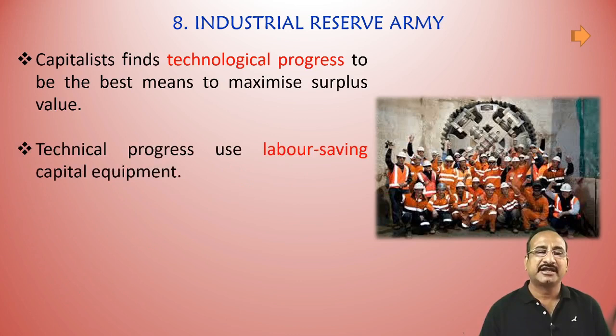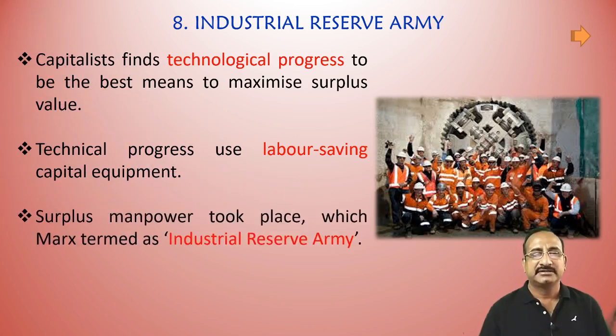We know that technological progress uses labor saving capital equipment. That's why as technical progress happens, more number of laborers will be relieved from the work, retrenched from the work, and surplus manpower arises, which Marx termed the industrial reserve army. So due to technological advancement, people will lose their jobs, and those people who lose jobs and become unemployed can be termed the industrial reserve army according to Karl Marx.